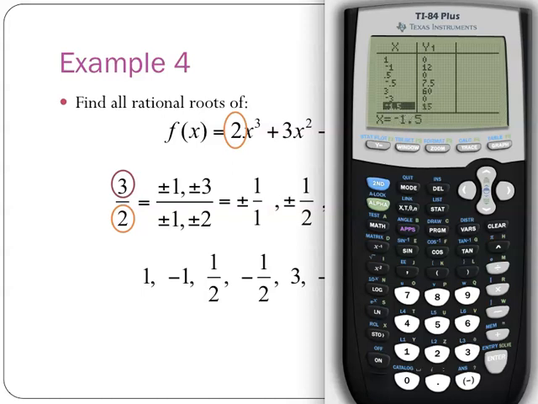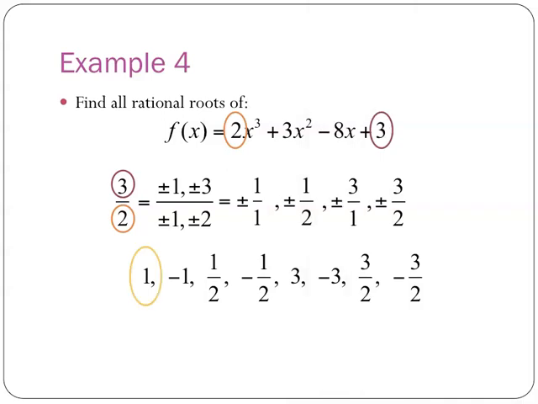Now you'll notice that we found that y is equal to 0 for 1, 1/2, and -3. So going back to our problem here, we found 1, 1/2, and -3 gave us a rational root of 0.